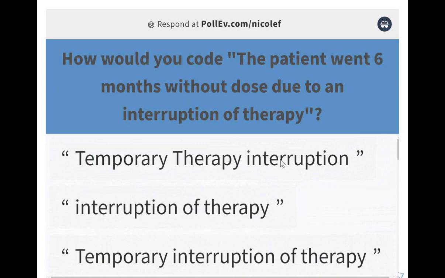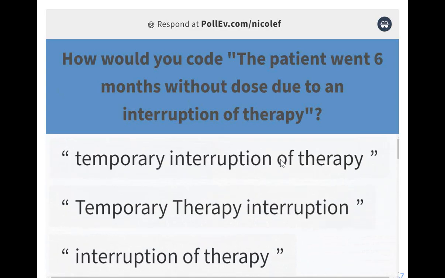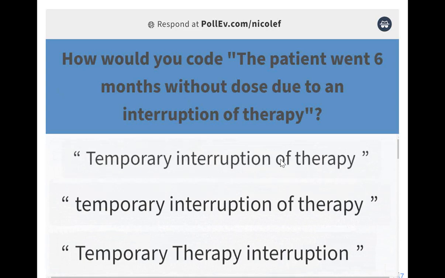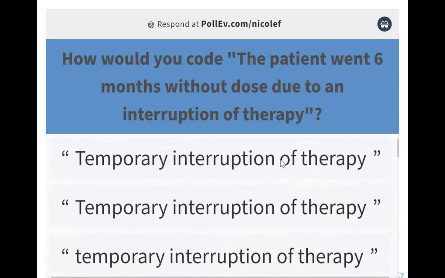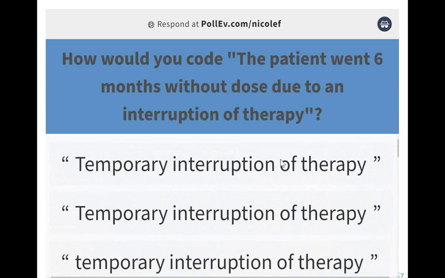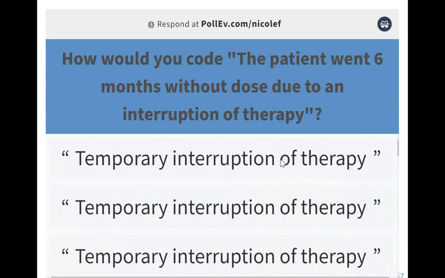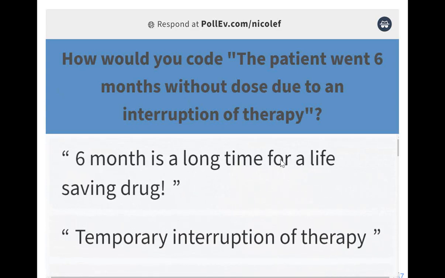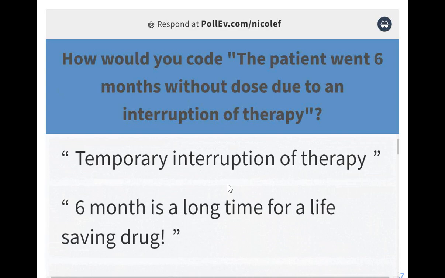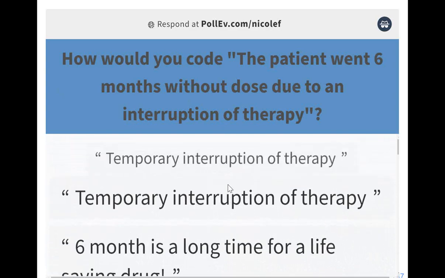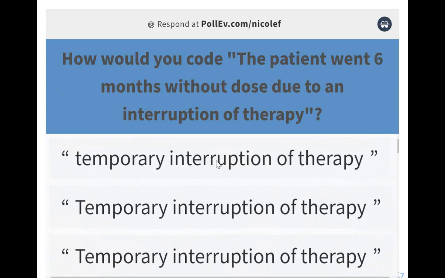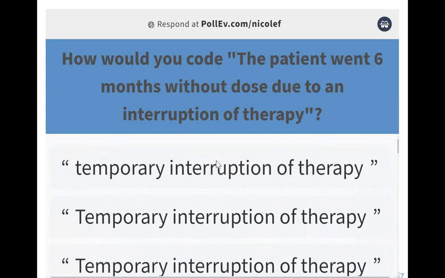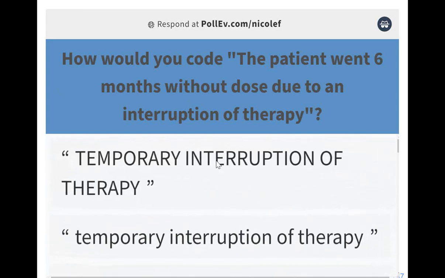So this is always the good thing. We could see in the last poll, when we had open-ended responses, we had people from all over and lots of different interpretations of the term. And in this instance, it looks like everybody's kind of on the same page, which is a great thing. 6 months is a long time for a life-saving drug. Yes, that is correct. That is definitely true. And you don't want your patient going 6 months without their drug. Okay, so it looks like there's lots of agreement.